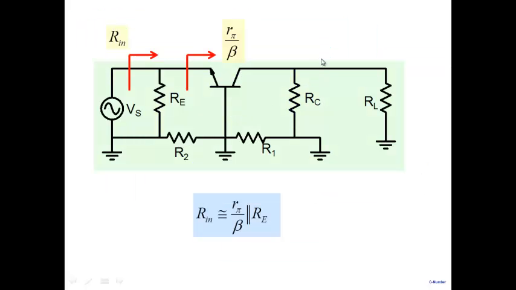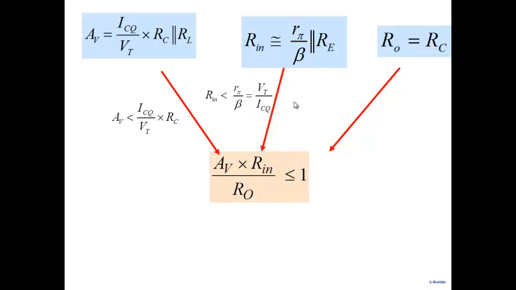All right. Now this is interesting. AV is ICQ times RC parallel RL. Rn is R pi by beta parallel Re for common base, and R0 equal to RC. R0 I didn't talk about. If you look at resistance looking from here, all you see is RC, just as common emitter.